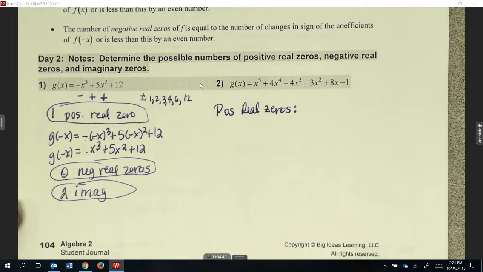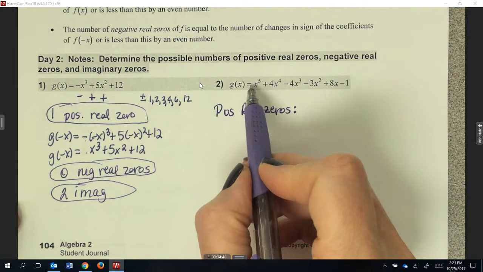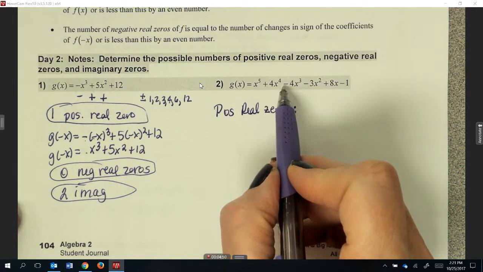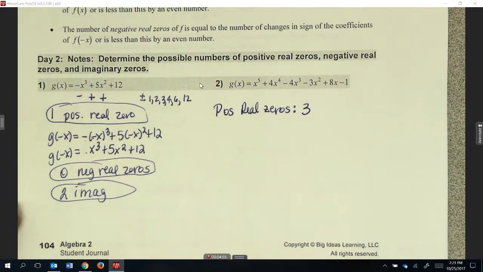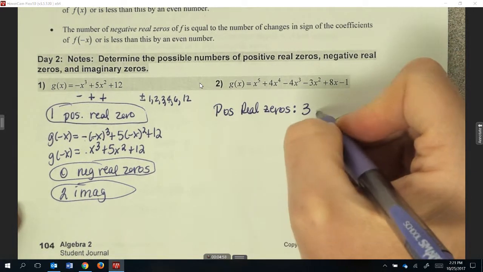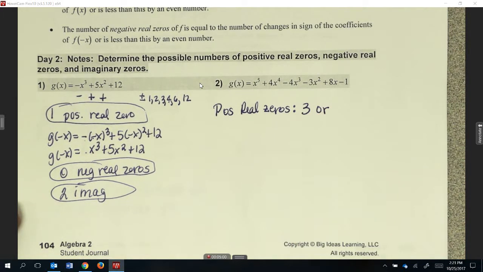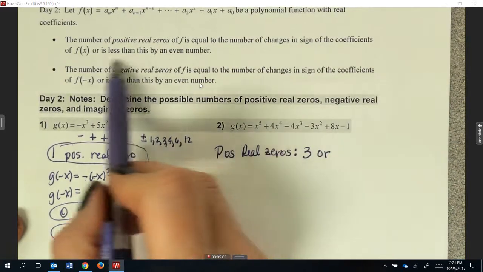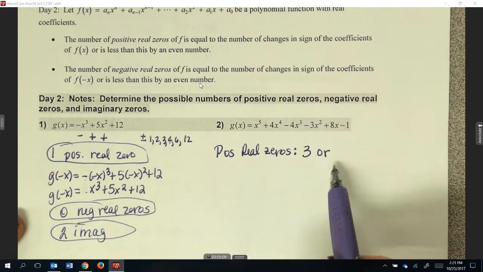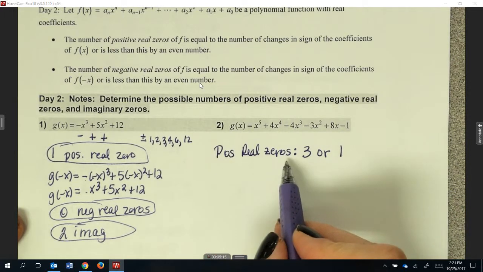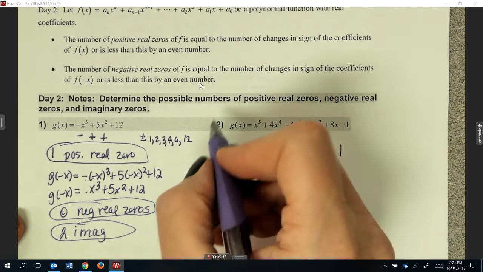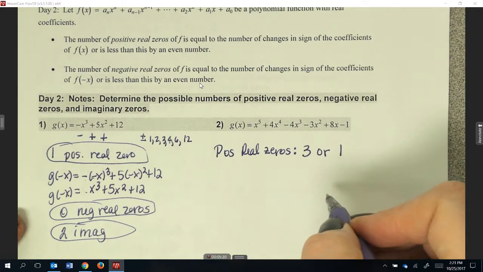What is it, Seth? Yes. It's positive, positive, that's not a change. There's one change, two changes, three changes. So there could be three positive real zeros, or what else could there be? It says, or is less than this by an even number. So what else could it be? 3 or 1. So there's either going to be 3 or 1 positive real zeros. It would have been nice if we could know that for sure, but we don't.